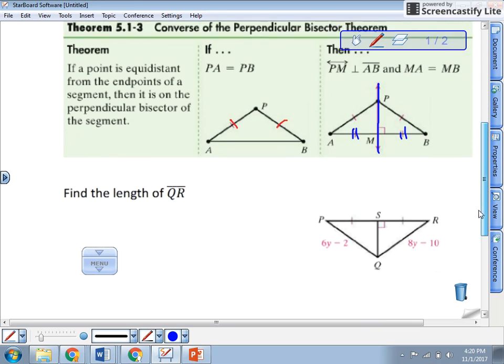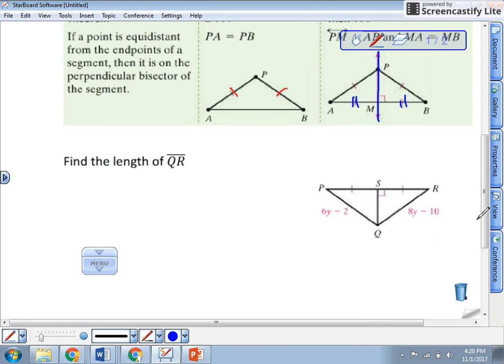So how are we going to use that information? Here's a quick example. Find the length of QR. Well, first, where is QR? Here's QR, and here is a segment, a perpendicular bisector, where it forms that 90 and it bisects that segment. Since that's the case, I know that these two segments must be equal. So I'm going to simply set them equal to each other. So 6y minus 2 equals 8y minus 10.